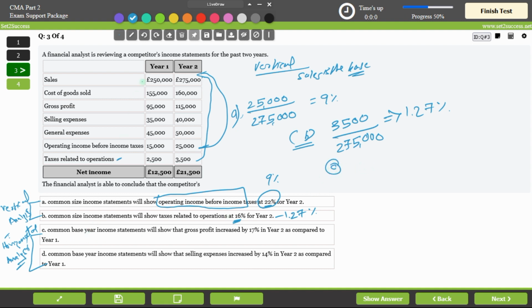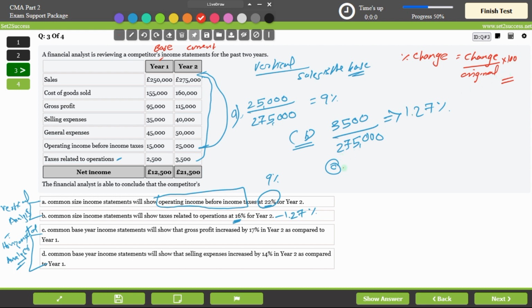Now see, there's a common base here. So year 1 is the base year, and year 2 is the current year. Now for option C, here we have to calculate the percentage change. So how to calculate percentage change? Percentage change is equal to change by original into 100.